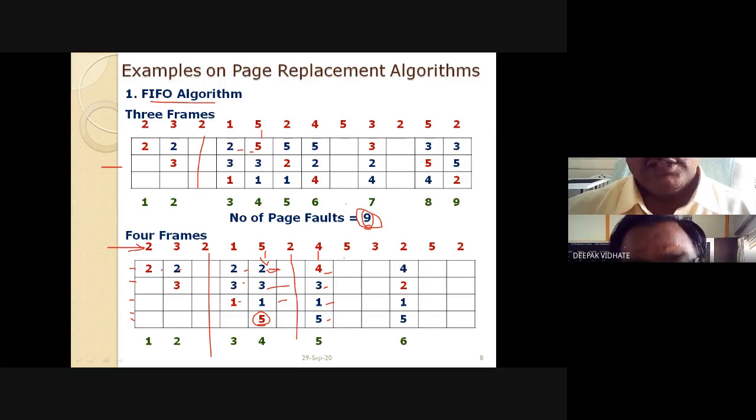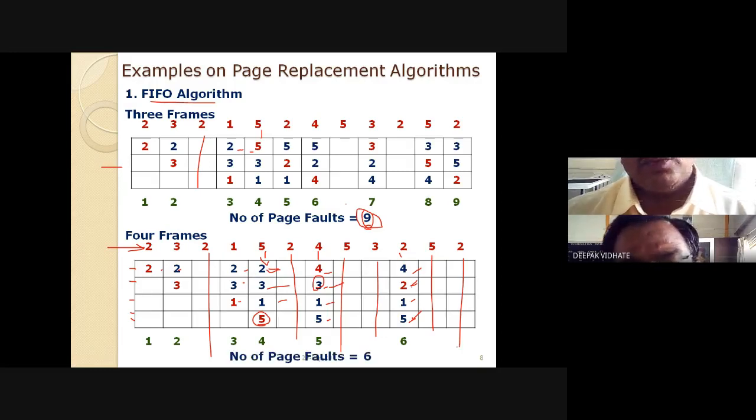For 5, there is no question about the page fault. For 3, no page fault occurs because 3 is there. For 2, again, out of 4, 3, 1, 5, which is the earliest one? So 3 is the first one, so you are going to replace 3 by 2. So there is 4, 2, 1, 5. There is no page fault for 5 because 5 is already available, and 2 is also available. No page fault for 2. Right? So this is the way the number of page faults is 6.